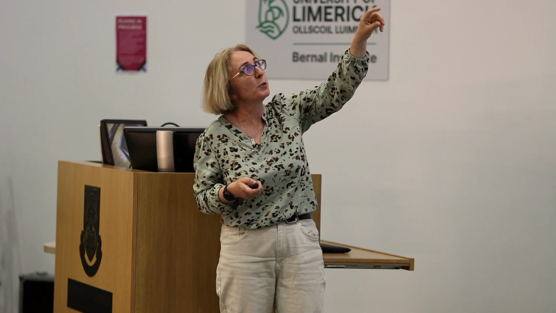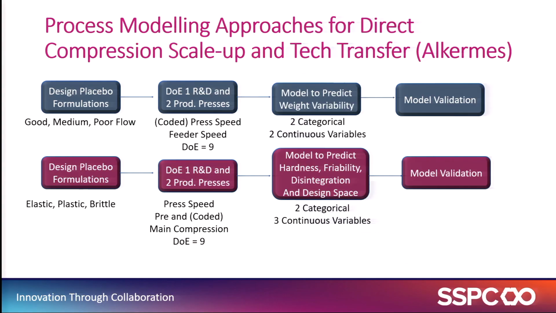You'll note that I've put in coded because each press operated in different speed ranges. So our R&D press was quite slow, whereas our production presses were fast. So you couldn't compare the speeds directly, but by normalizing that data, we could incorporate it into the model.